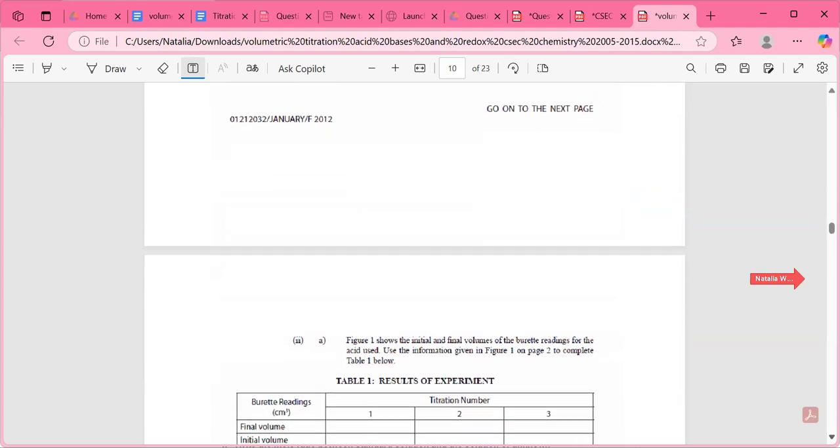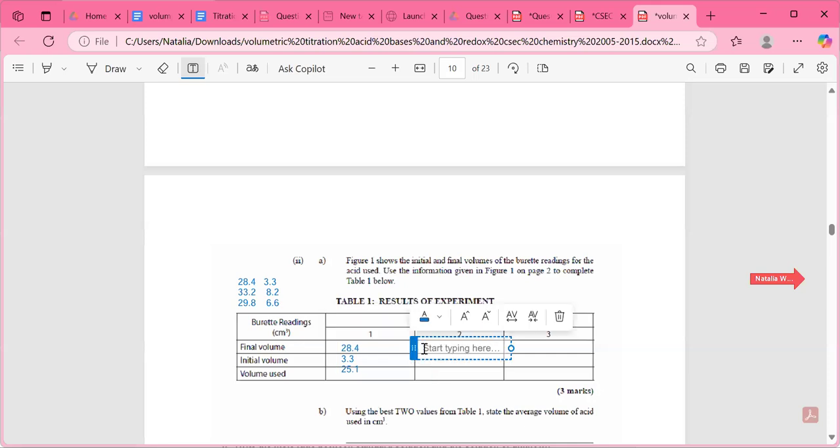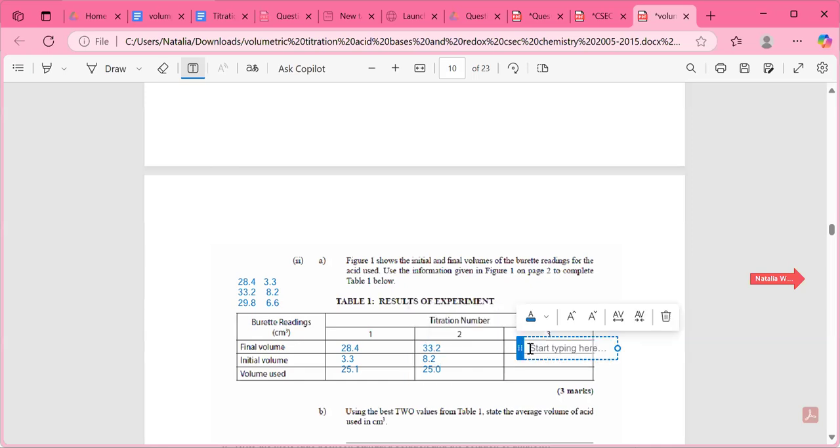So 3 marks. Now it's asking me to put in my titration values. We had already read them off. So this is 28.4, 3.3. So my volume used is 25.1. Over on this side, I have 33.2. Final is 8.2. So I am using here 25.0. Please check my calculation to make sure they are correct.